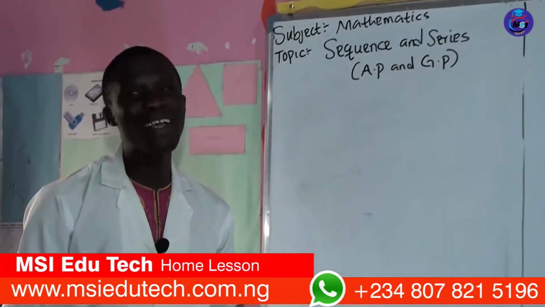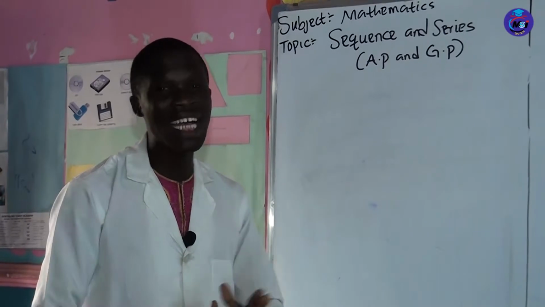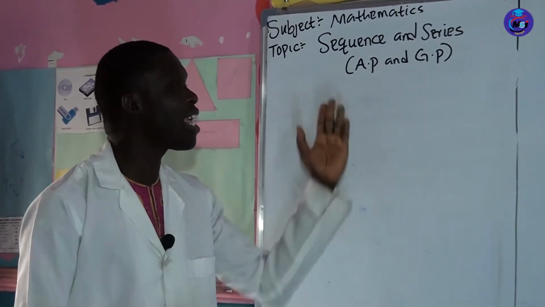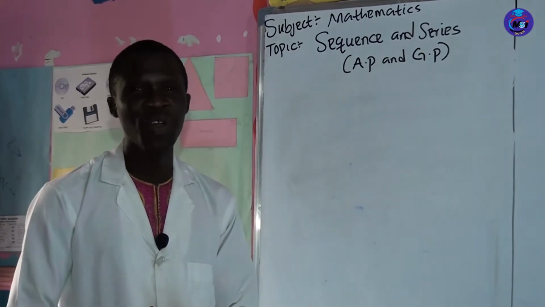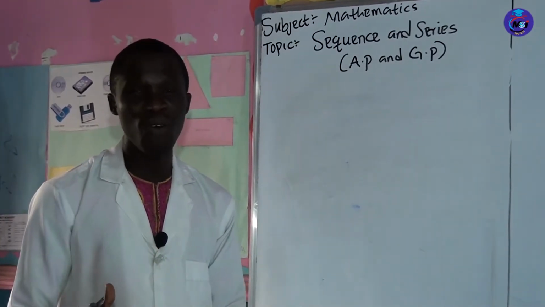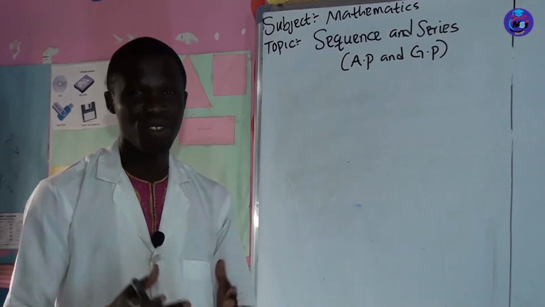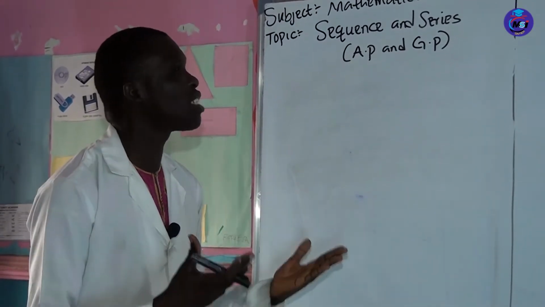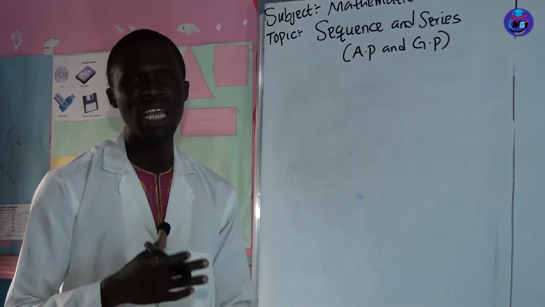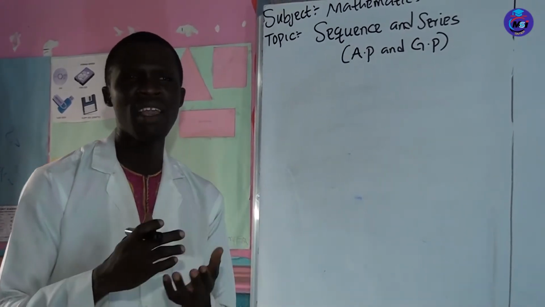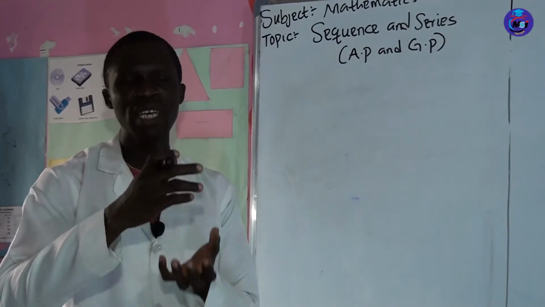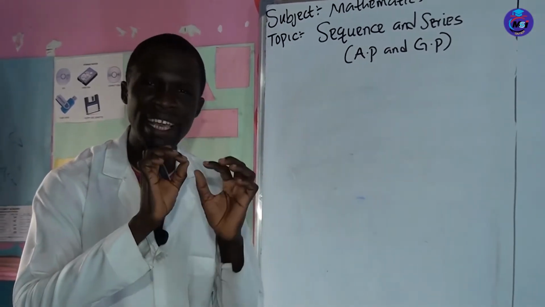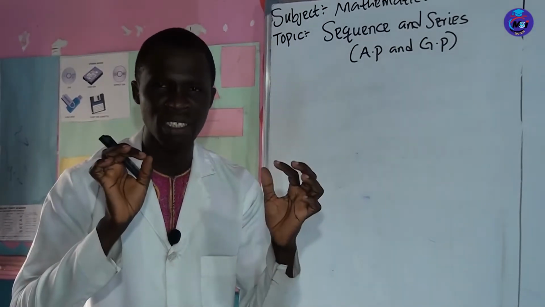The topic before us today is sequence and series. Under sequence and series, we are going to consider AP and GP. I know this is the first time you see a topic like this, so I need to explain what sequence is all about. A sequence is when you are moving in sequential order, that is, in a particular arrangement.